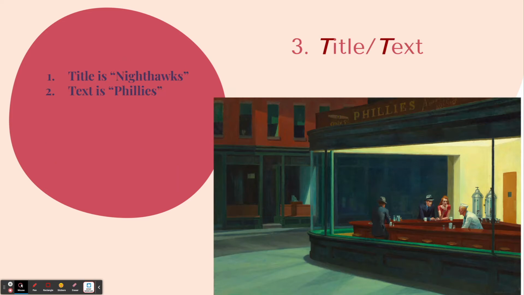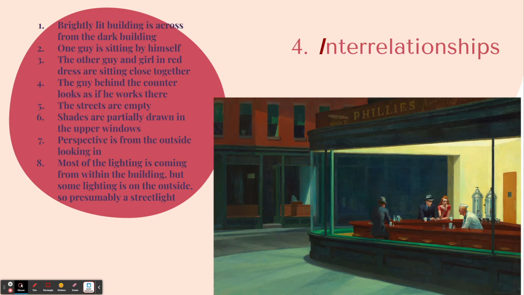And then I want to just jot down the title and the text. This is Nighthawks, the title of this painting. And the text that I see is Phillies. I could also include the text I see, only 5 cents. And then there's some writing that is off the screen that I can't see.